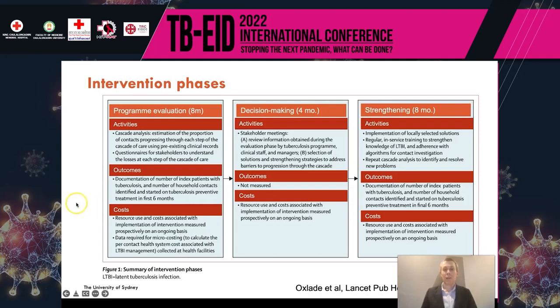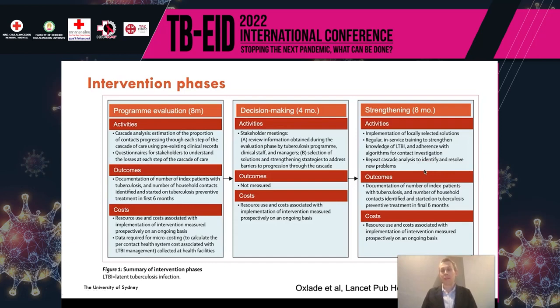There were several phases. The first was a process of evaluating the program. We used a combination of quantitative measures to create our own local cascade of care and questionnaires for stakeholders such as healthcare workers to understand the losses at each step of the cascade. This resulted in a discussion with the programs and a series of stakeholder meetings, which were then reviewed and developed a series of approaches to implement latent TB therapy. And finally, this led to the health system strengthening intervention, where we applied these within the programs.